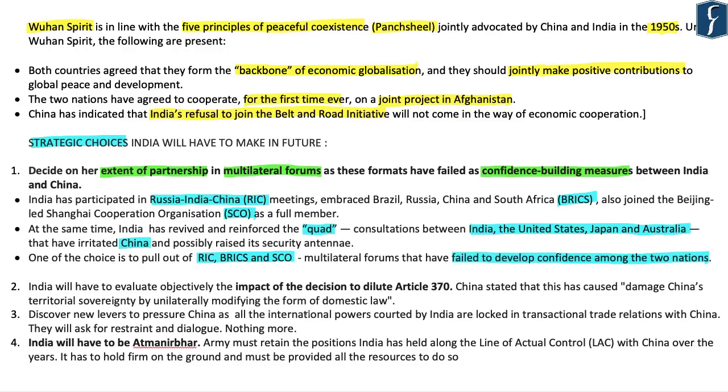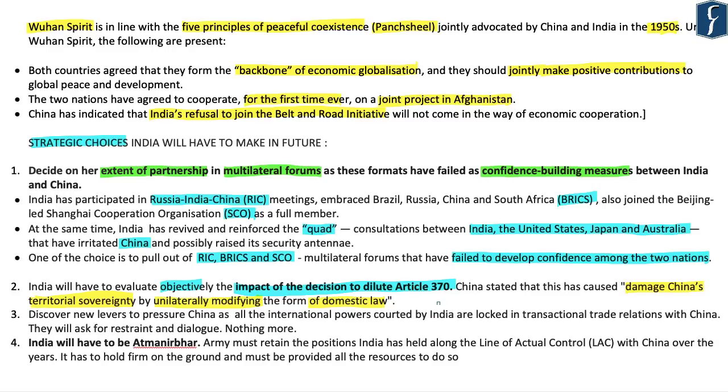Secondly, it is felt that now it is a good time for India to actually evaluate very objectively the impact of the decision to dilute Article 370. Because following the government's decision to revoke Article 370 and reconstitute the state of Jammu and Kashmir into the Union territories of J&K and Leh Ladakh, China has clearly stated that this decision of India has damaged China's territorial sovereignty because India has unilaterally modified the territory of Jammu and Kashmir by taking the help of a domestic law.